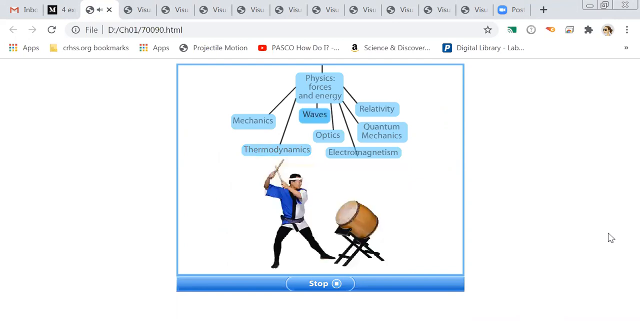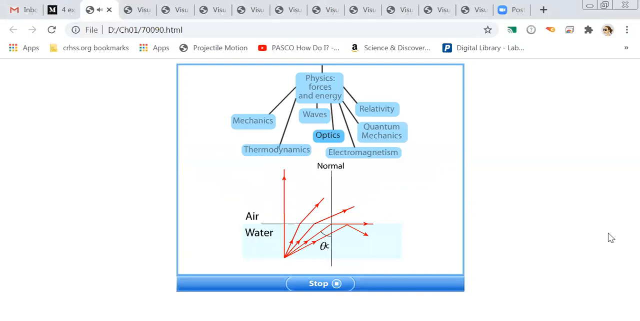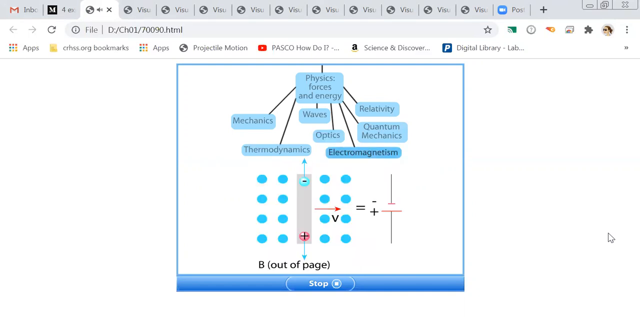Wave mechanics is the study of particular types of repetitive motions, such as the behavior of sound waves and other vibrations. Optics is the study of light rays undergoing processes such as reflection and refraction. Electromagnetism is the study of electricity, magnetism, and light.